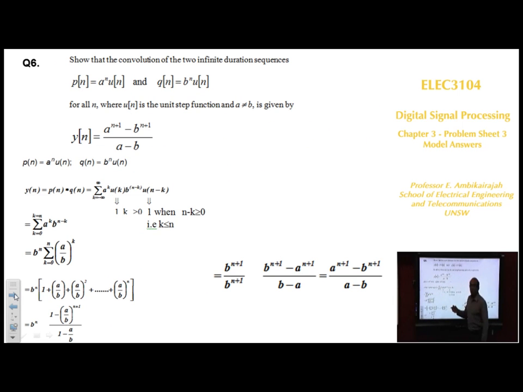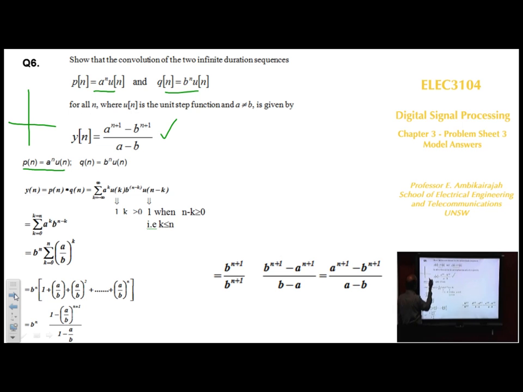Okay, now we come to convolution. In this case, you've been given two sequences, and you've been asked to do a convolution and show that the output is this. So we'll write the convolution equation. First, the input is given. p[n] is equal to a^n u[n]. What does a^n u[n] mean?